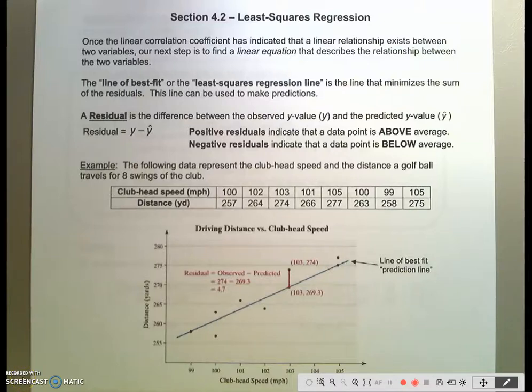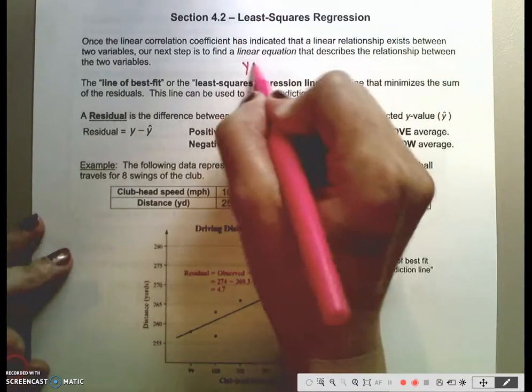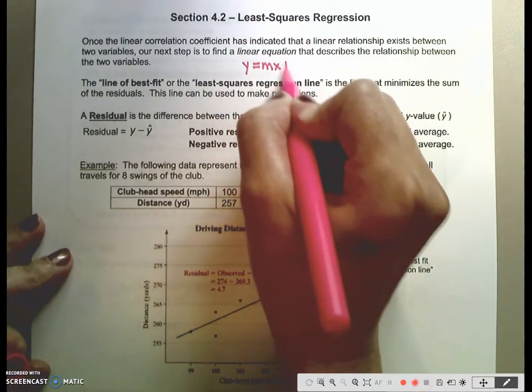Now the time has come to actually calculate the line that best fits the points. So we know how to get R, we know how to tell if our data is linear, and now we want to come up with the line of best fit, okay? And it's a basic linear equation. It's going to follow the form y equals mx plus b.